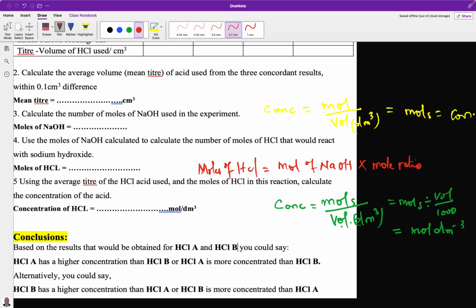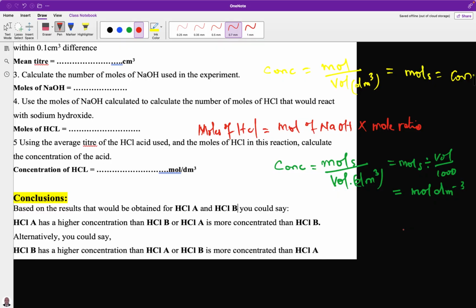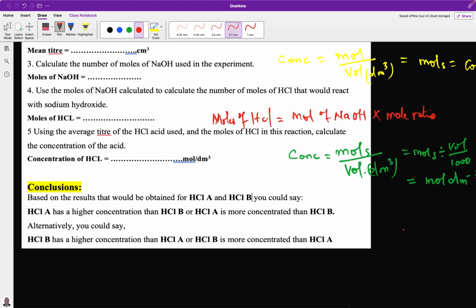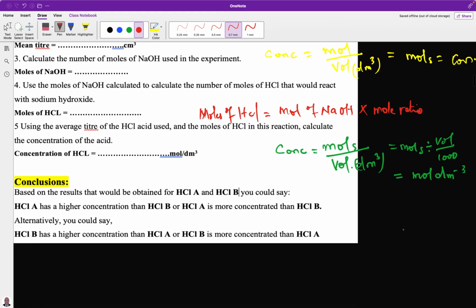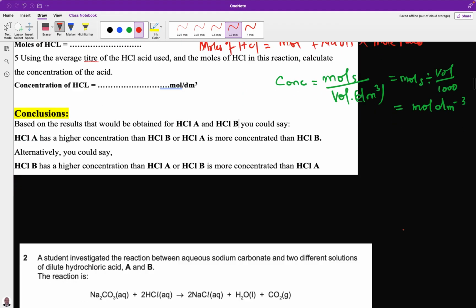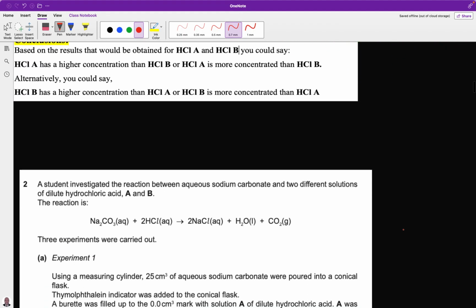You now have the average titre of the acid that was used in the experiment. After converting the volume to dm cube, you now divide the moles of the acid by the volume. You have the concentration of the acid in moles per dm cube. When you do this for acid A, do it for acid B, then compare the concentrations and come out with your conclusion. Thank you. Now let's go to a past paper.